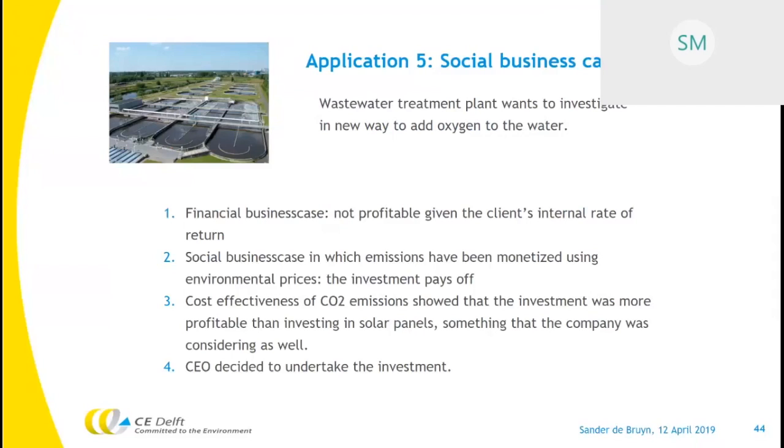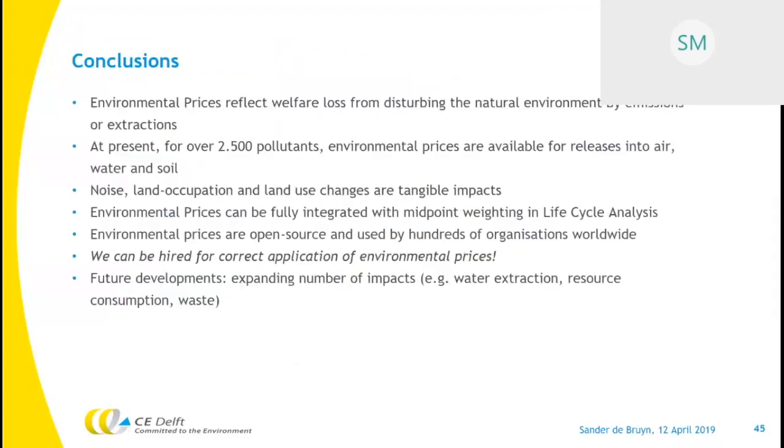as a company. Next slide, please. So basically, this was the end. I gave you an introduction to the environmental prices. I think they reflect the welfare loss. It's also good to mention that at present, this is quite extensive. For over 2,500 pollutants, we have environmental prices for releases into air, water, and soil. We also have a few other impacts like noise, land occupation, and land use changes monetized.